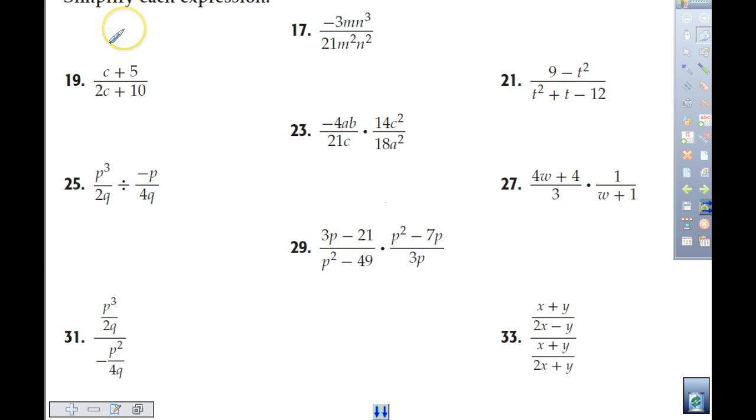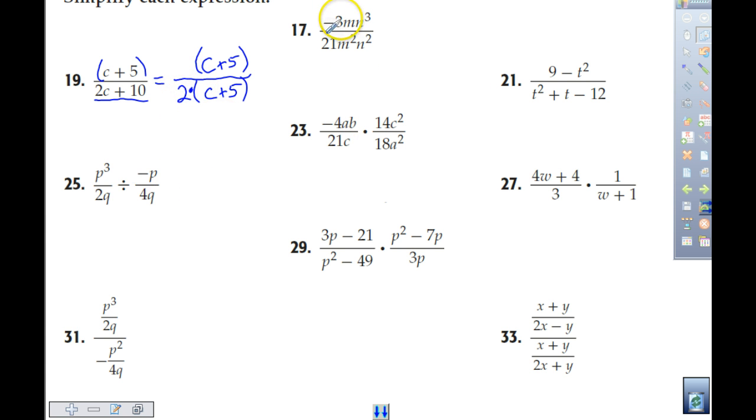Factoring basically takes an addition or subtraction problem and makes it multiplication. For instance, these are not the same. C plus 5 is some number, 2C plus 10 is some other number. The only way I can cancel is if I have the same number on the top and bottom. So you can factor 2 out of the bottom, and now you have a C plus 5. Now you have the same exact number being multiplied. You notice how this factoring process takes it from an addition problem to a multiplication problem.